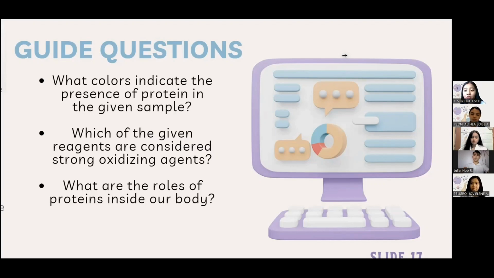So for the second guide question, please proceed, Althea. Okay, so for the second question, which of the given reagents are considered strong oxidizing agents? For this, elements having high oxidation states or high electronegativity, which gain electrons during the redox reaction, are frequently used to make strong oxidizing agents. Some examples of potent oxidizers include hydrogen peroxide, permanganate, and osmium tetroxide.